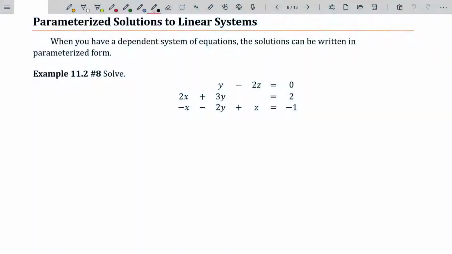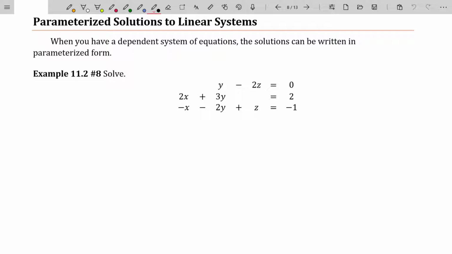Hello, my name is Roy Simpson, professor of mathematics at Cosumnes River College in Sacramento, California. This is another video on solving 3x3 systems, and we have just gone through a review of the types of systems of equations and also a review on solving systems of 3 equations and 3 unknowns.